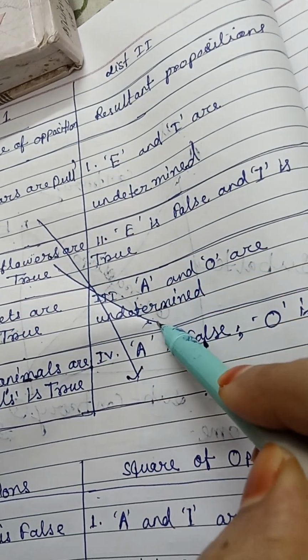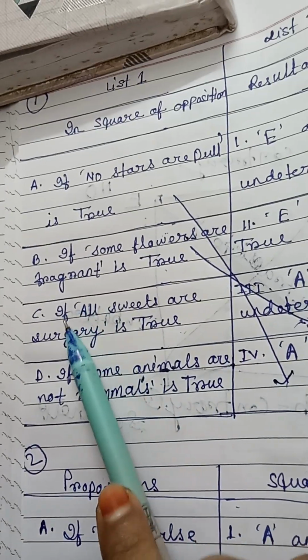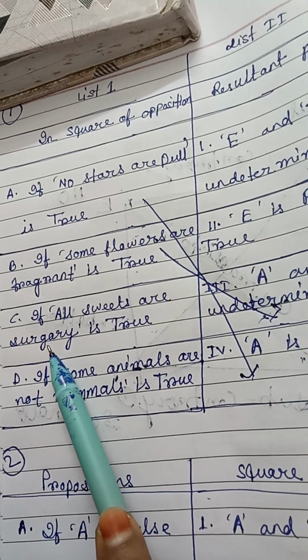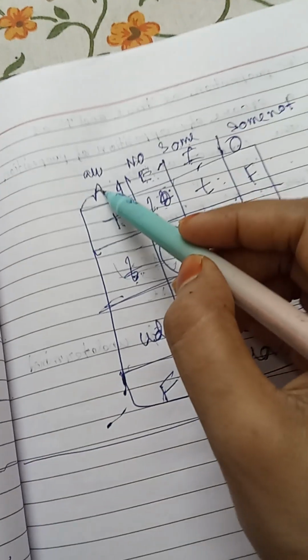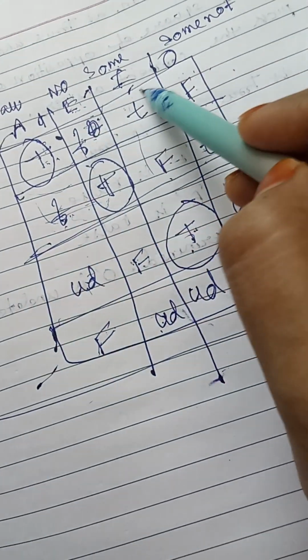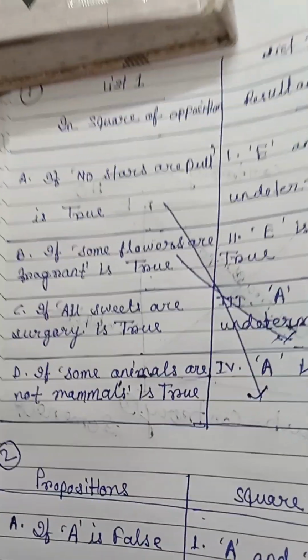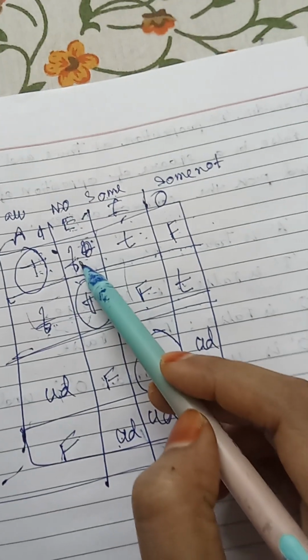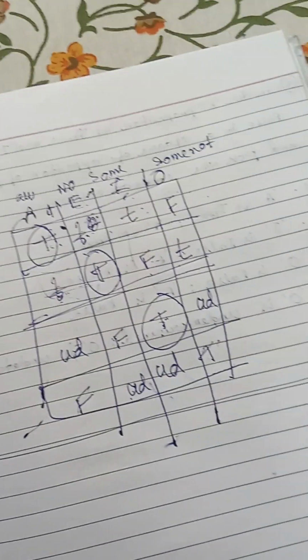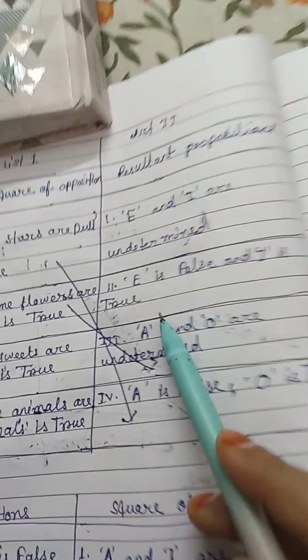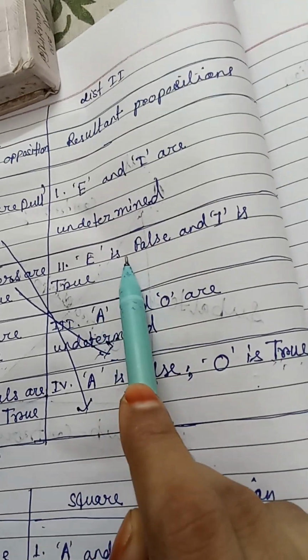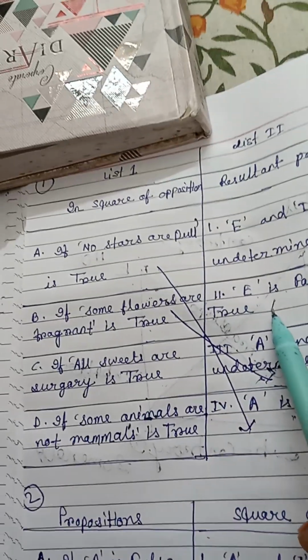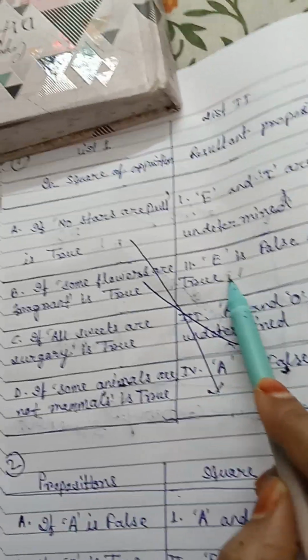Next, if "all sweets are sugary" is true, so A is true. Then E, I, O: E is false, I is true, and O is false. Let's see where E is false and I is true. Yes, here E is false, I is true. So the answer will be the one with E false and I true.